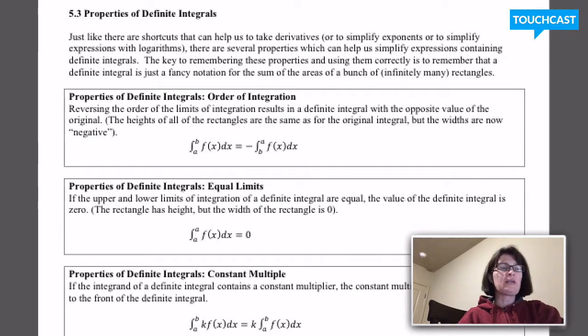So that integral, I read it, the integral from a to b of f of x dx. That just means find the area under the f of x curve between a and b. Well, if I switch the order of the limits, so if I instead integrate from b to a, I'll end up with the opposite. I'm going to have the same shape, but I'm going to have the opposite area, and let me show you why.